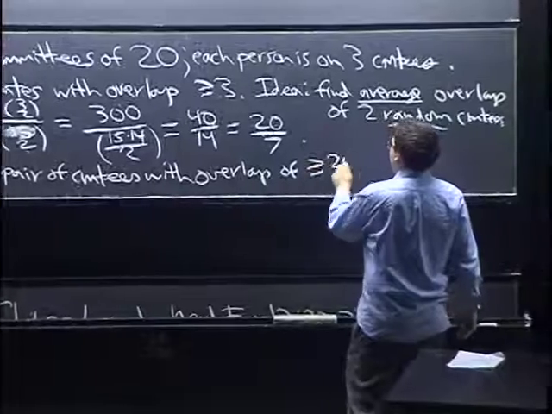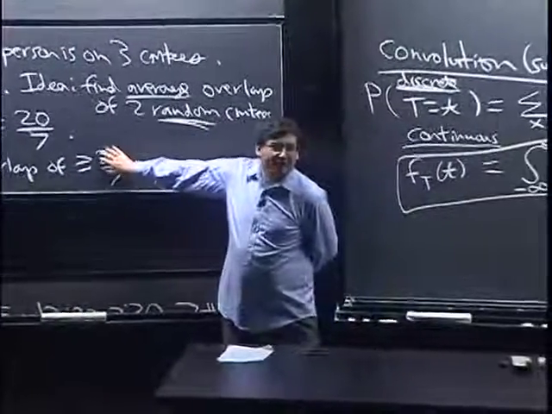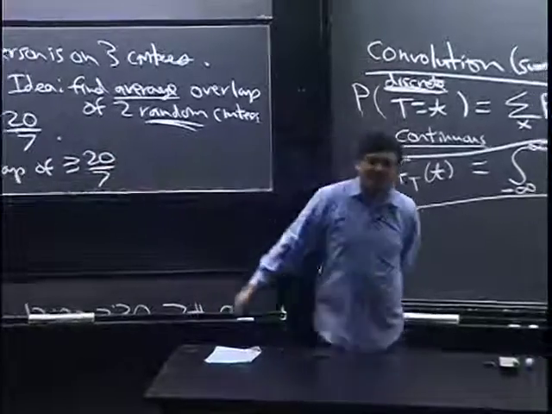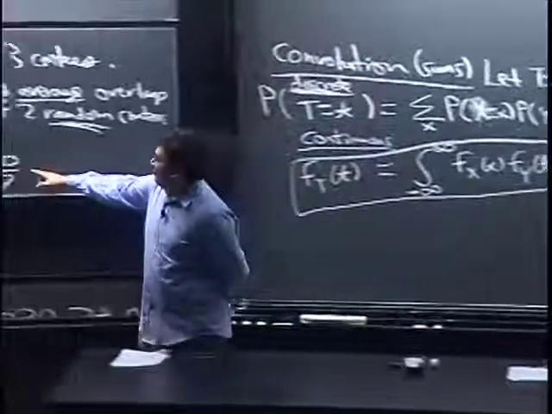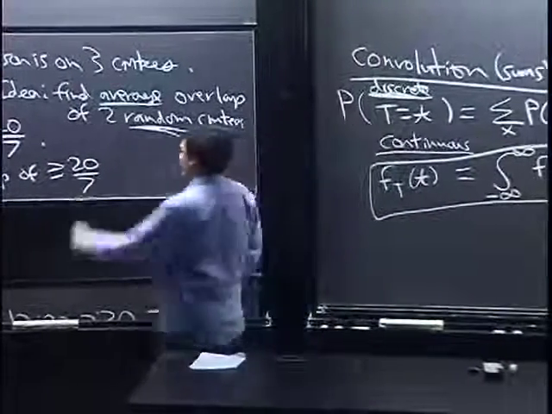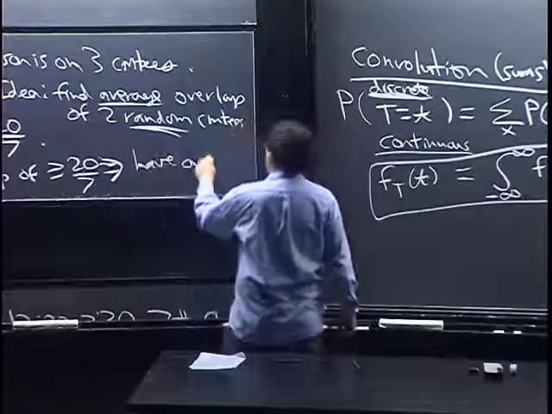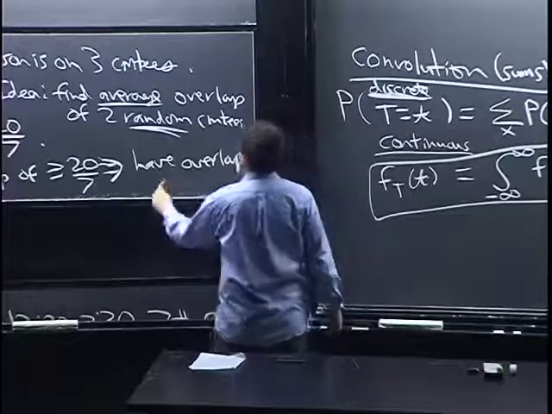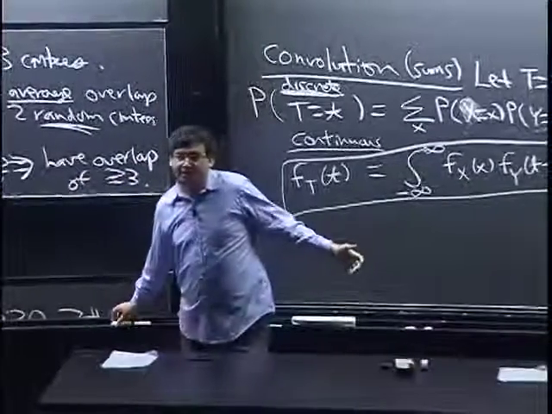Now, there's no way that two committees can have an overlap equal to 20 over 7. If the overlap were only 2, that would not be good enough. So we get to round this up to the next integer because the overlap is an integer. So that means we can have an overlap of at least 3. That means we've proven that. So we proved that it exists.